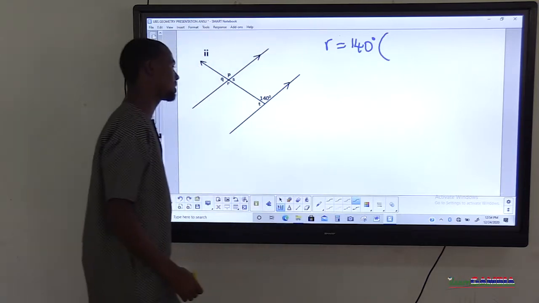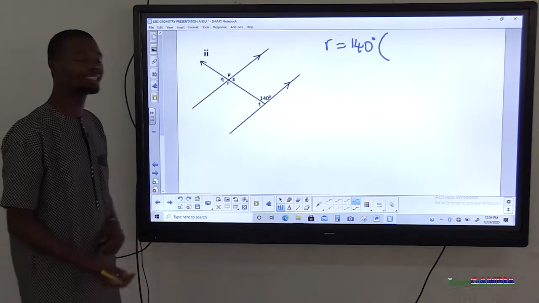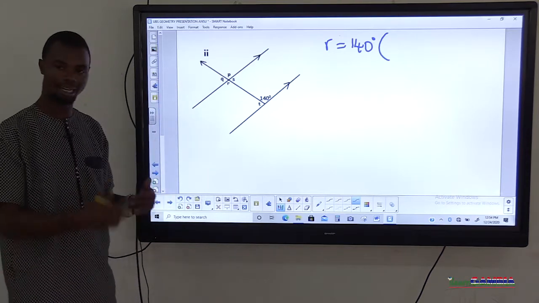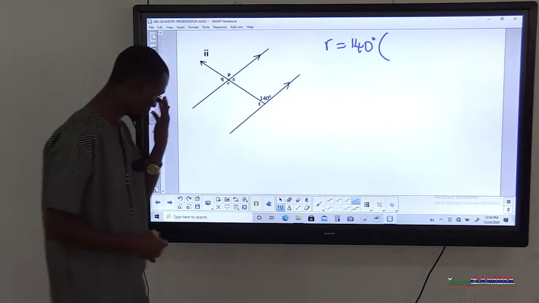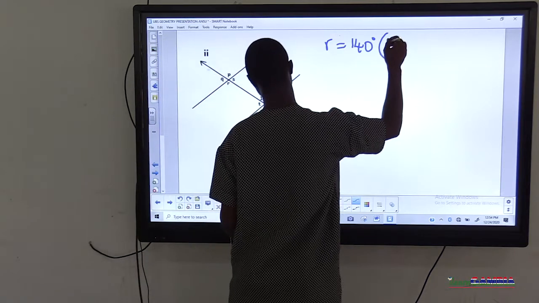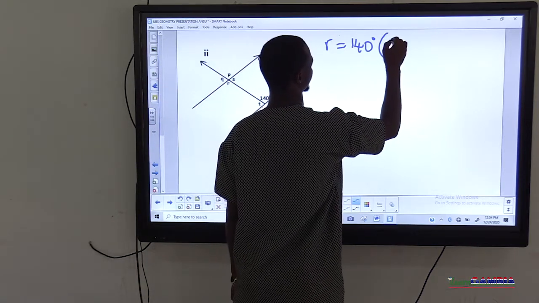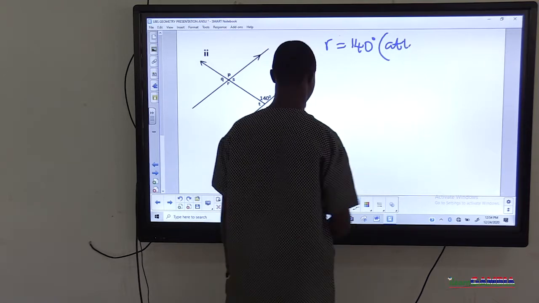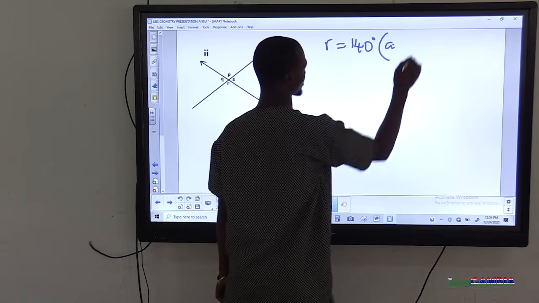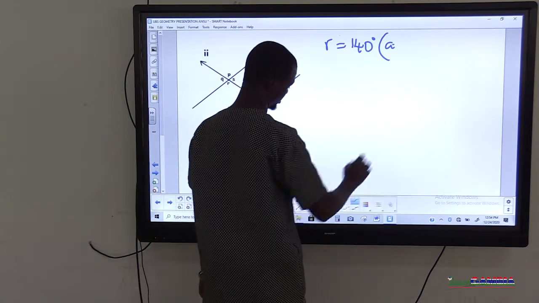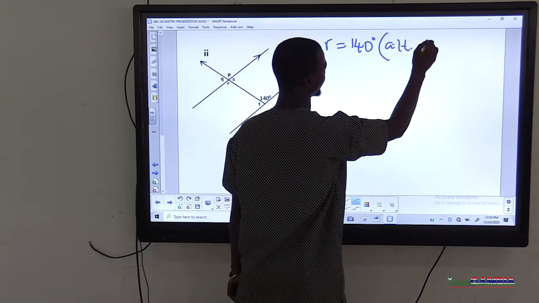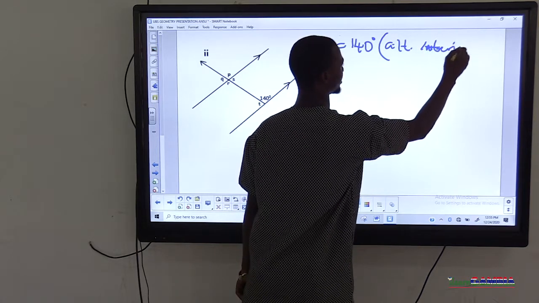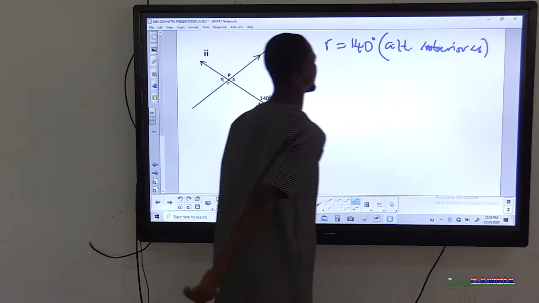What is our reason? Alternate interior. They are interior angles and on different sides of the transversal. They are called alternate interior. So that will be your reason, alternate interior angles.